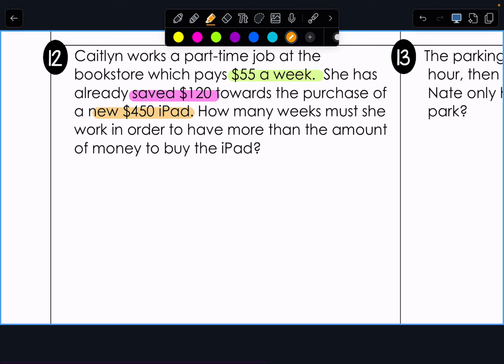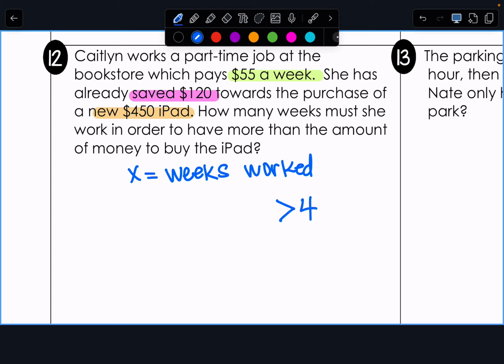So first of all, let's define our variable. Our variable x. What does x stand for? The weeks she has to work. Okay. She wants to have more than the cost of the iPad. So greater than 450.